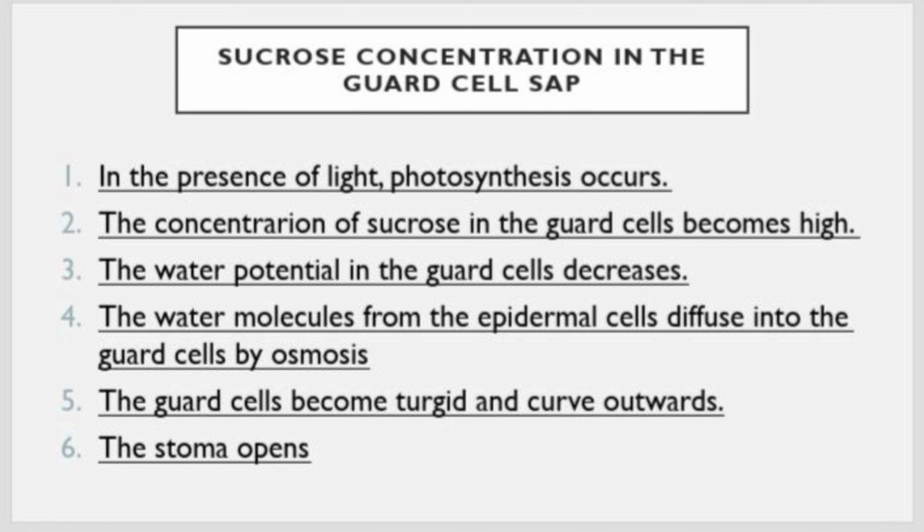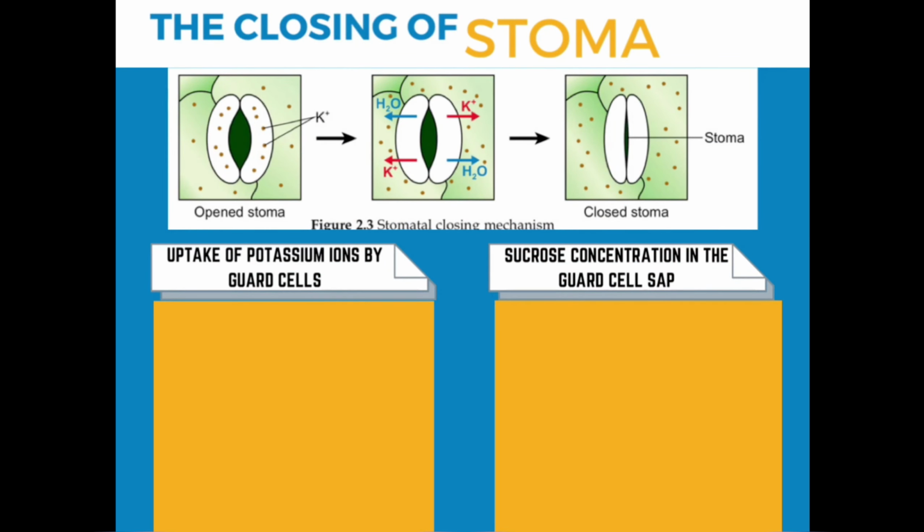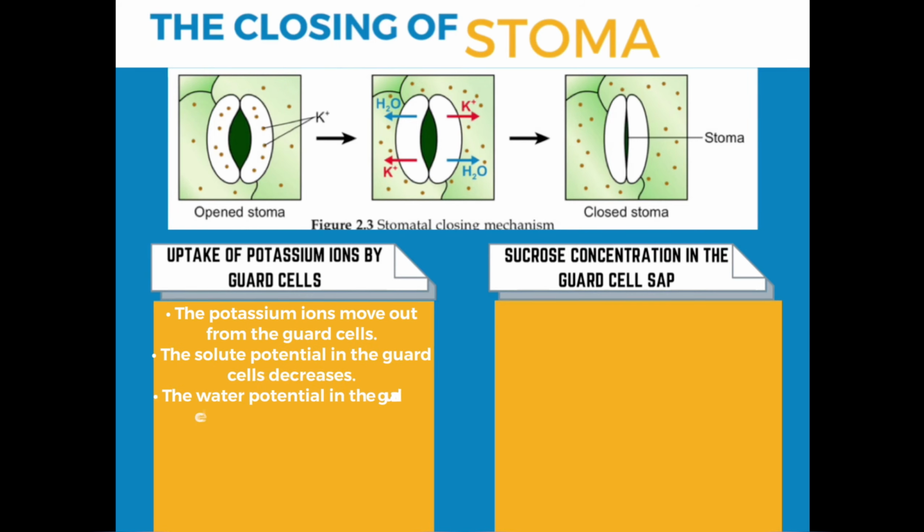Sucrose concentration in the guard cell sap. In the presence of light, photosynthesis occurs. The concentration of sucrose in the guard cells becomes high. The water potential in the guard cells decreases. The water molecules from the epidermal cells diffuse into the guard cells by osmosis. The guard cells become turgid and curve upwards. The stoma opens.